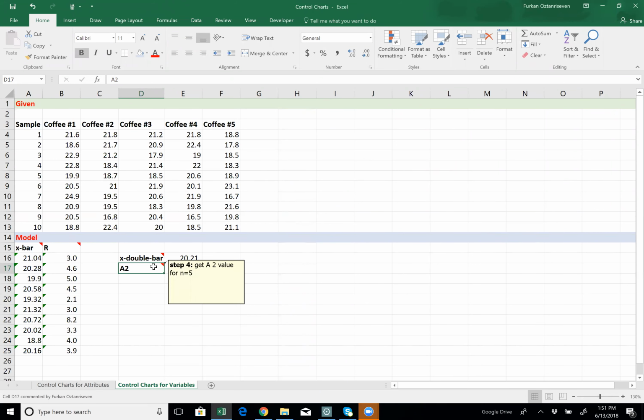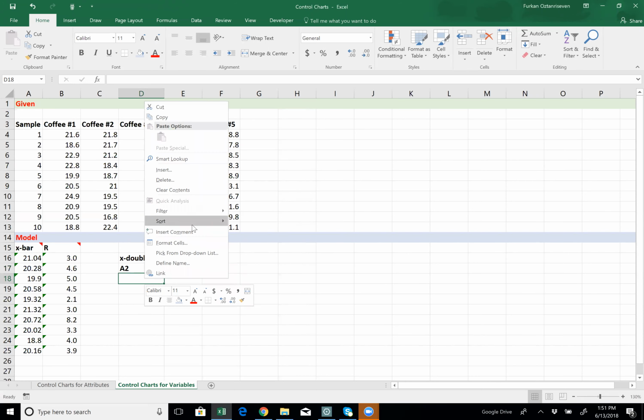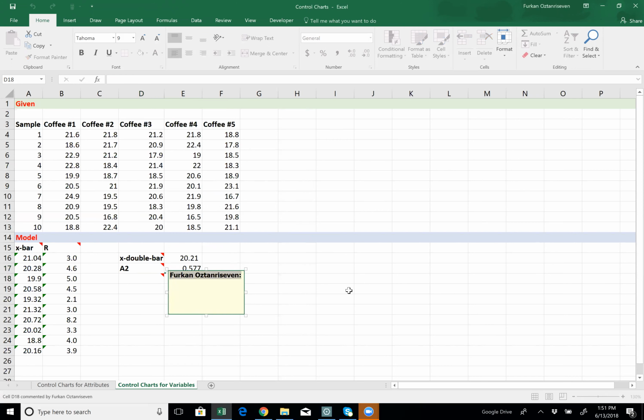So now step number 5, I need to calculate my lower and upper control limit. Lower control limit, and I will calculate my upper control limit.